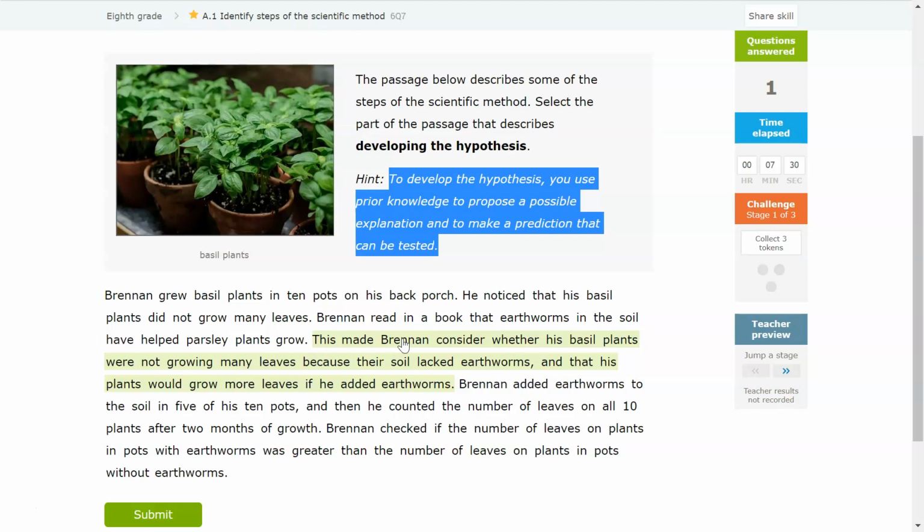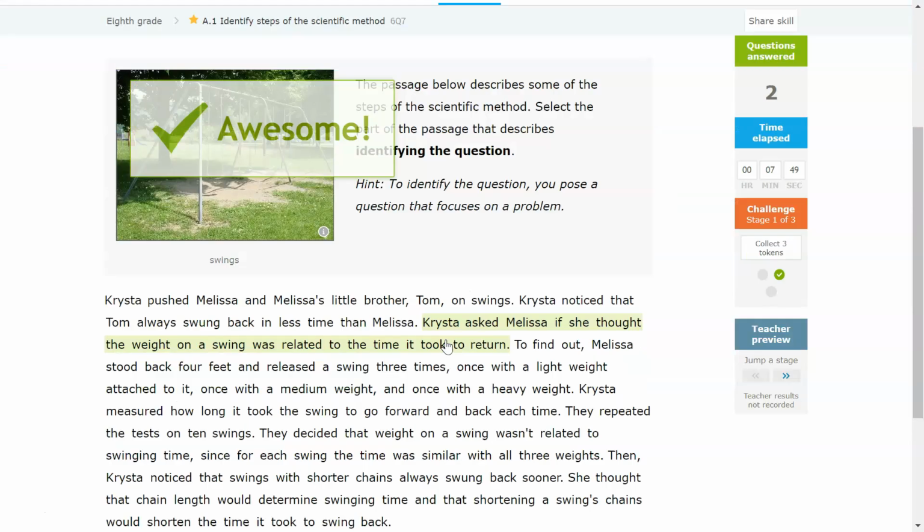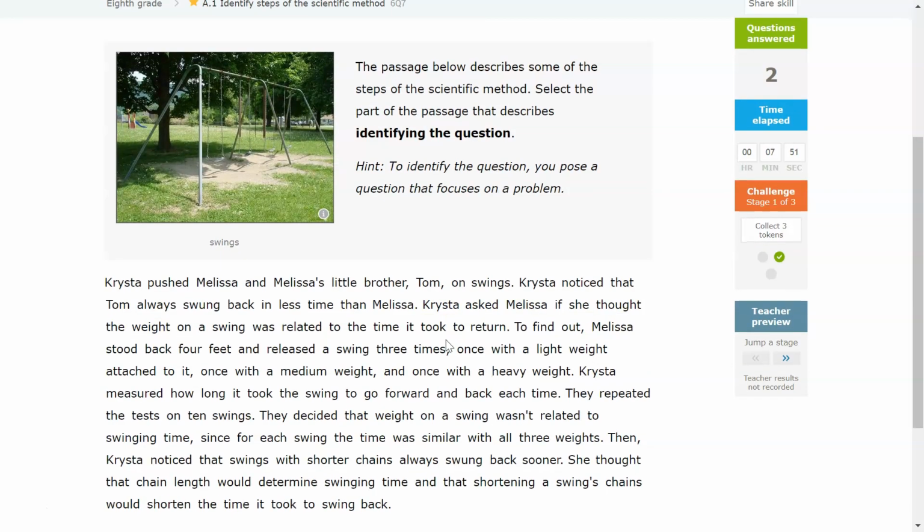So this sounds like a hypothesis because he's considering something, and he's trying to figure out if this consideration of the basil plants will cause the plants to grow more if he had earthworms as opposed to not. So I would pick that for developing the hypothesis. Okay. Next part, identifying the question.